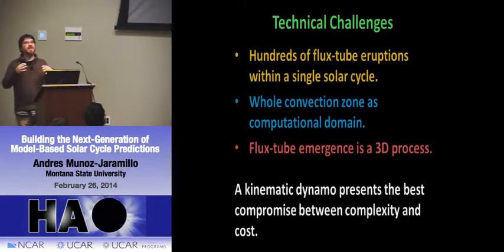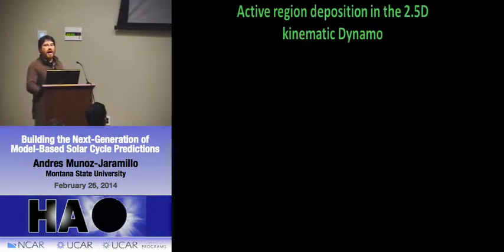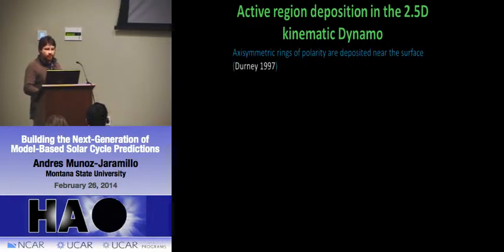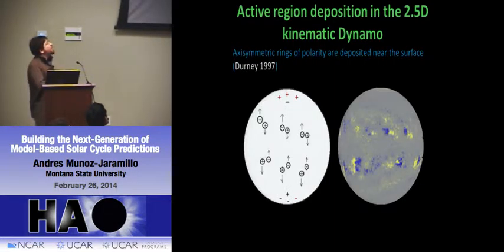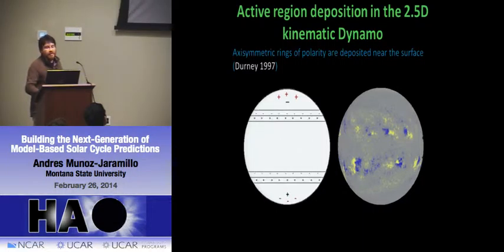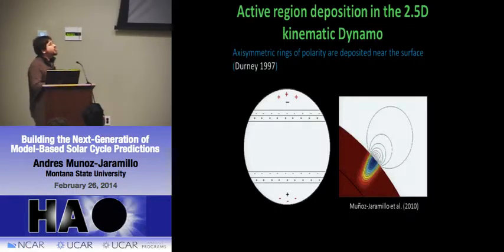And one of its weaknesses and its strengths is the amount of control you have. So if you can use it to your advantage to really constrain things, then you're really going to work for a better. Now, the way active region was done in the past for kinematic dynamos was through deposition. You basically have axisymmetric rings of polarity deposited near the surface. So remember these three-dimensional structures in an axisymmetric simulation, the best you can do is something like that. It has a signature that looks like this. It's a signature where you have this clear, nice, dipolar structure at the surface, right? And you have this underlying field below.